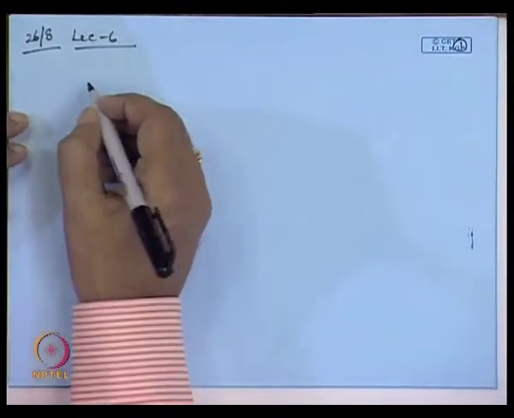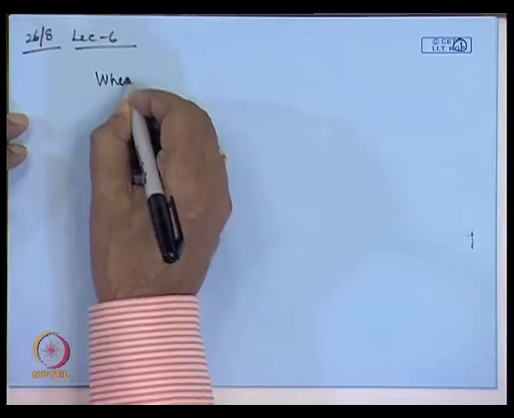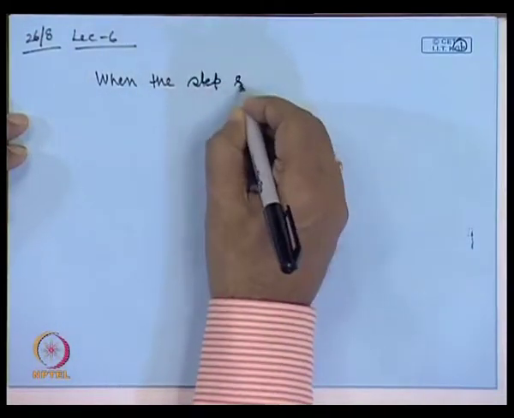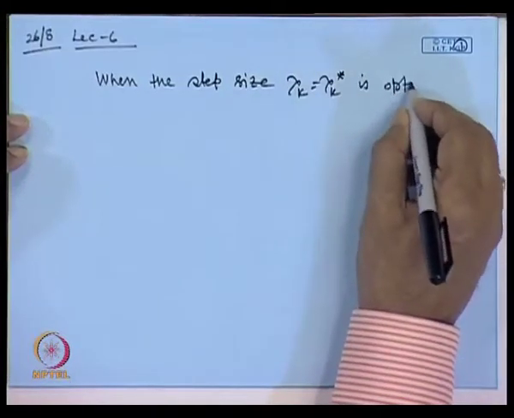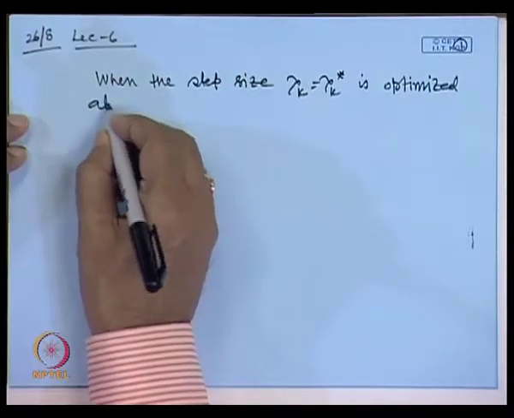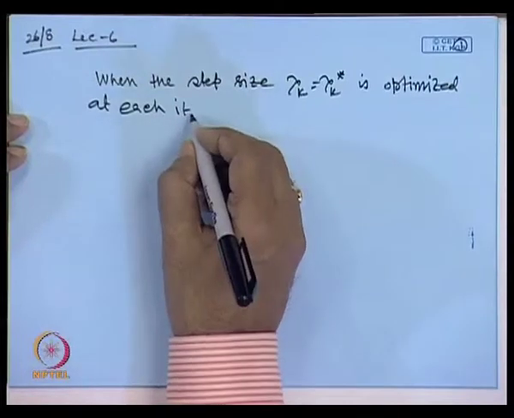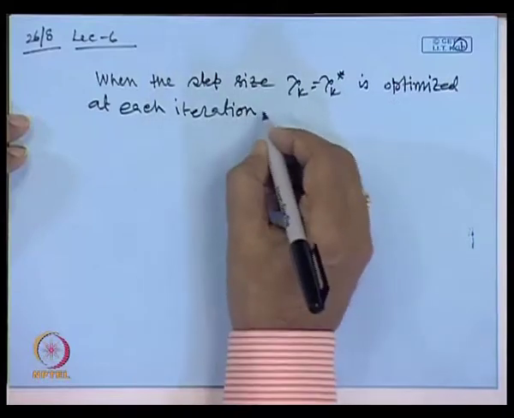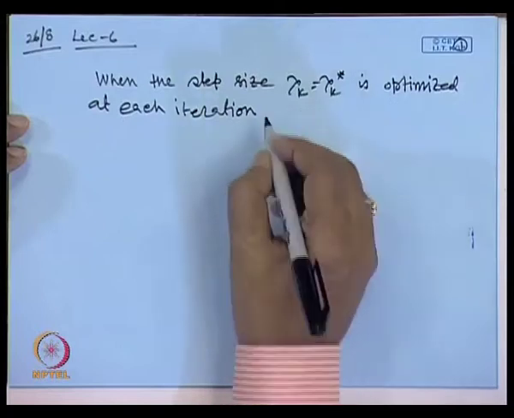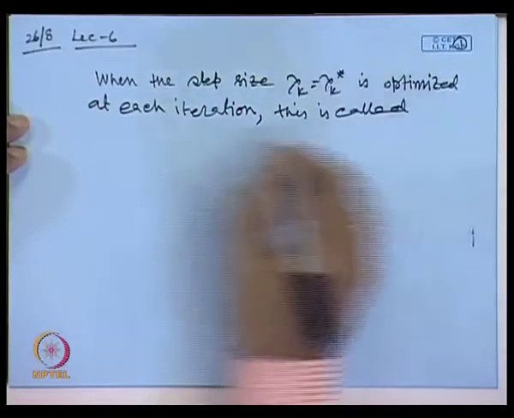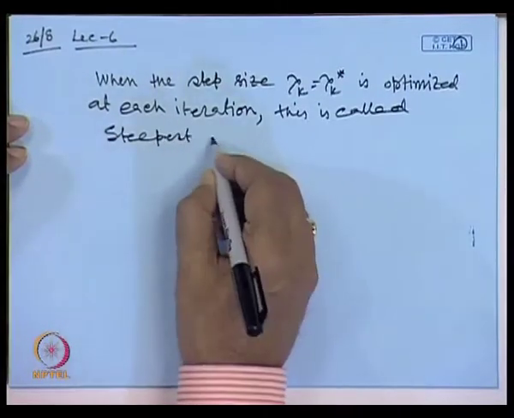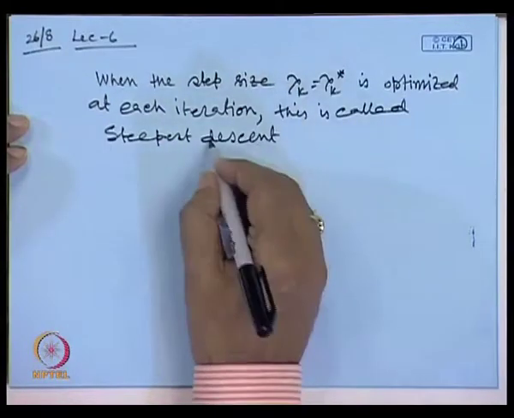Now, let us see. I told you that when the step size lambda k is equal to lambda k star, optimized at each iteration, we call it the steepest descent method, or the steepest gradient method.